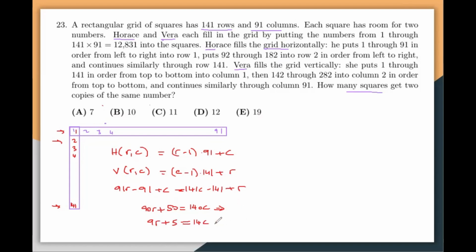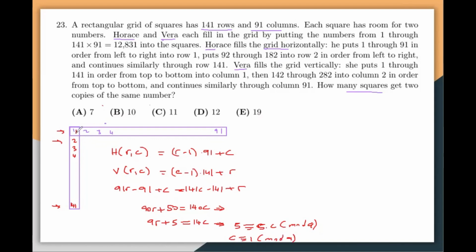Maybe we can take the mod of something to get rid of at least one of these variables. It looks easier to do mod 9. So if I take mod 9, that will be just 0 plus 5 is congruent to, this is 5 more than 9, so that should be 5 times C mod 9. So it looks like C is just 1. So C is congruent to 1 mod 9. So then what does that mean?